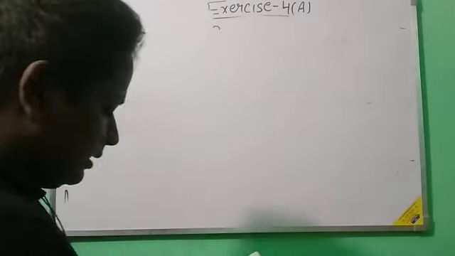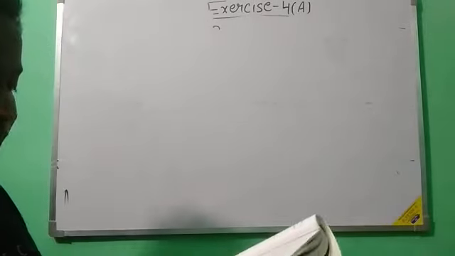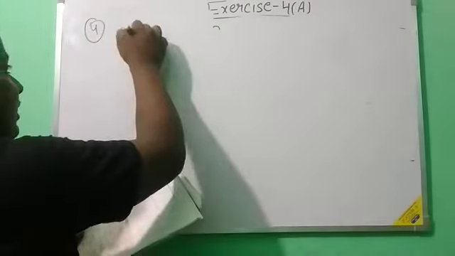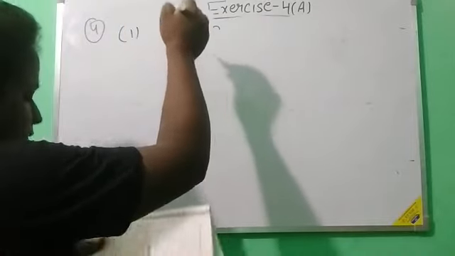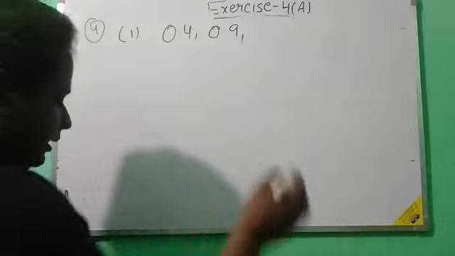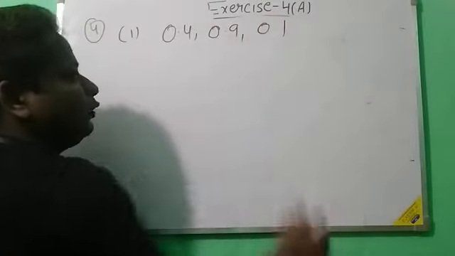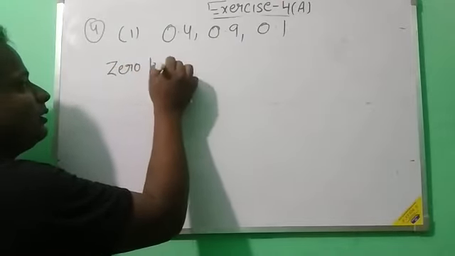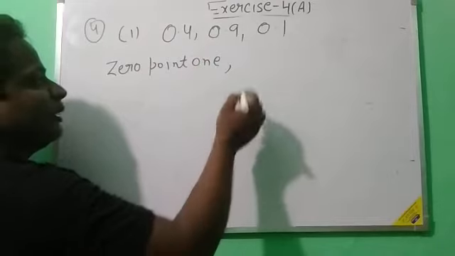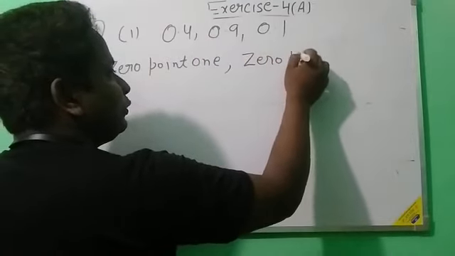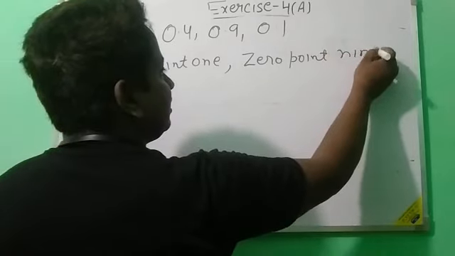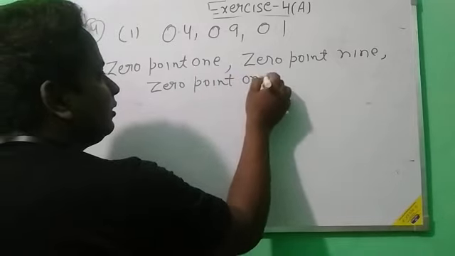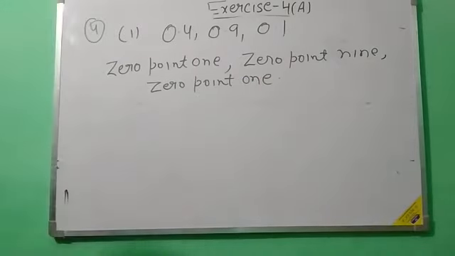Question number 4 says, write the following decimal as word statement. Okay, very simple question. You need to write the word statement. You have 0.4, 0.9 and 0.1. So it is 0.1, comma, 0.9, comma, 0.1. Very simple. It is my answer.